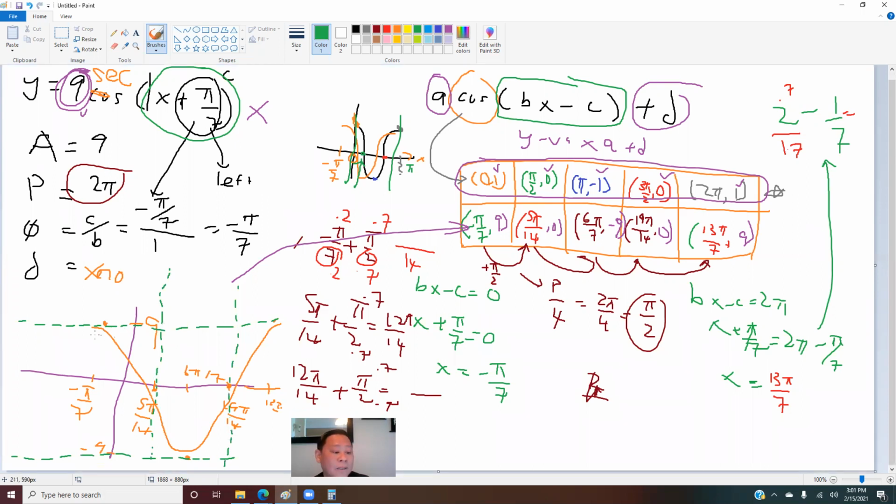So what happened is that this one will go up, and then this one will go down, and then this one will go up. So this is your secant graph. So if I want you to graph 9 secant of x plus pi over 7, the green graph that I drew is your answer. But in order for you to graph this, you have to graph the cosine graph first, the orange graph, and then you do your secant graph. So usually 6.4 and 6.5 go along with each other.